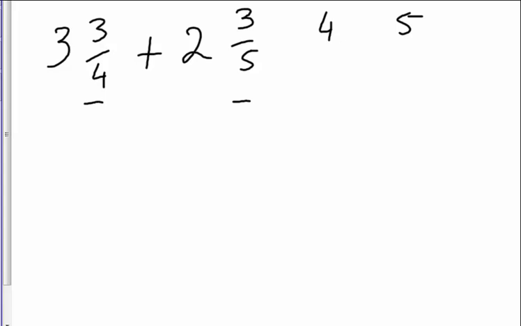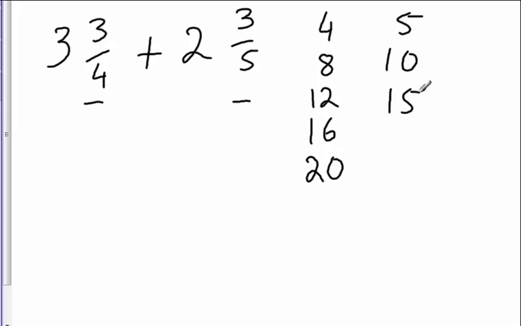What I'm going to do is run through my multiples. So I'm going to start with my 4, and 4, then comes 8, 12, 16 and 20. And because I know my tables pretty well, I know that 5 is also going to go into 20. So let's just prove that. 5, 10, 15 and 20. So I know that both quarters and fifths can both be changed into 20ths, and I can add them together.